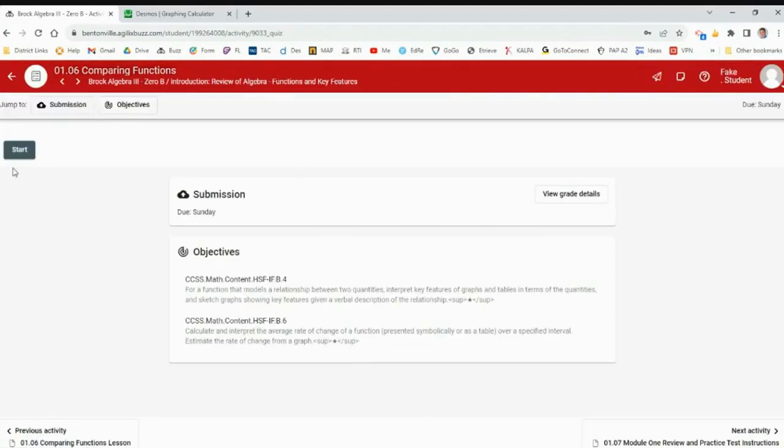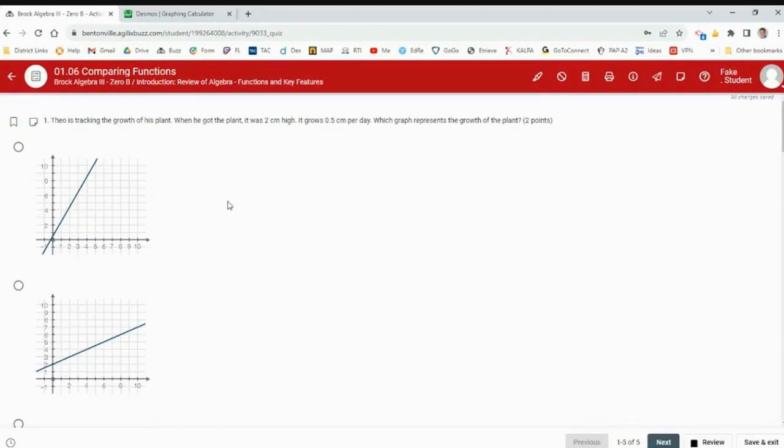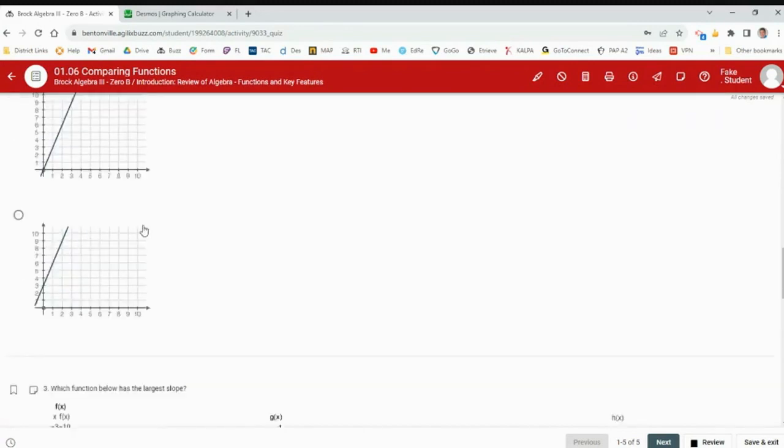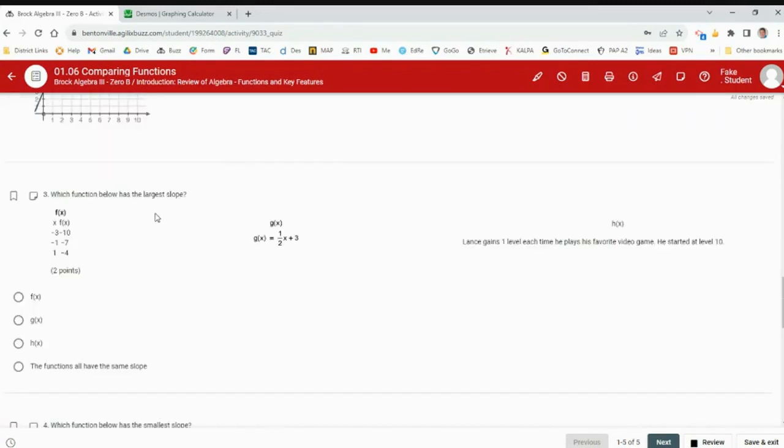Comparing functions. What do we have? Which one of these is the graph of this? Okay, so which one of those would be the graph? Here's another one. Which one of these was the graph? Which function has the largest slope? And it gives you a table, an equation, and a verbal description. Which one of those has the largest slope?